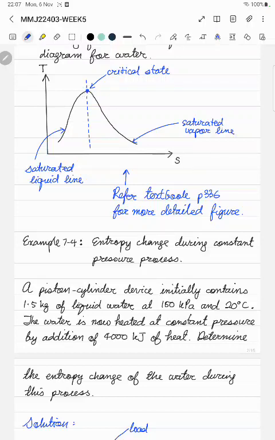The critical point is not something that we will study yet, at least for thermodynamics 2, but it is a very important concept, especially when designing a very high efficiency gas turbine or a very high efficiency steam turbine. But then again, it's not in our interest, at least not yet. So this is the figure. The details of the figure are on page 336.